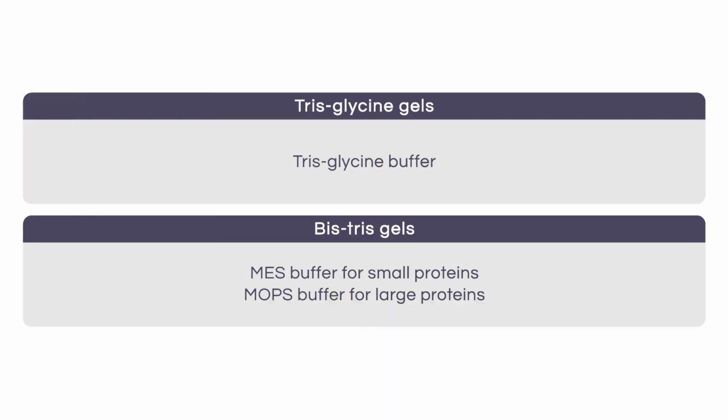For example, a tris-glycine gel should be run with a tris-glycine buffer, whereas a bis-tris gel could be run with an MES or a MOPS buffer. In this latter example, the MES buffer is optimized to run small proteins, while the MOPS buffer is great for larger proteins. So don't forget to carefully choose not only the type and percentage of your gel, but to match it with the appropriate running buffer.